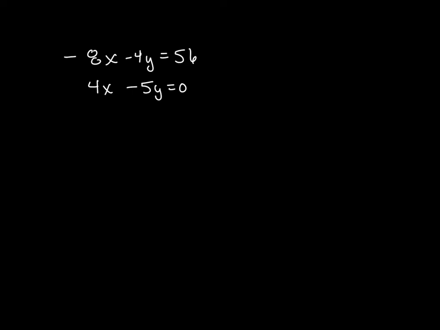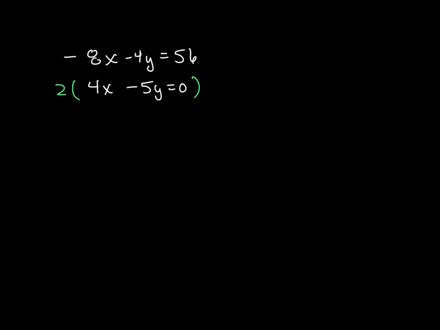This will be the last one in our review. So as I'm inspecting the coefficients, the 4 and the 5 are not multiples of each other, and they're both the same sign. So I don't want to use y first. This time I'm looking at the x's. This x is a negative 8. The bottom one is a positive 4. So it would make it very convenient to multiply this whole equation through by 2.